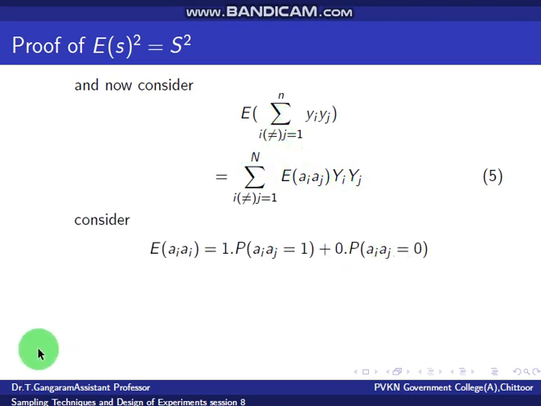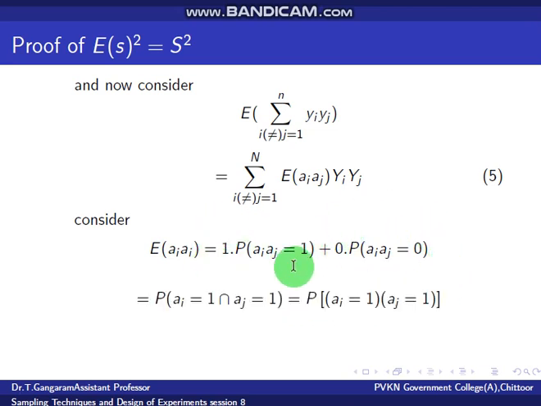Consider this expectation of ai aj is equal to 1 into probability of ai aj taking value 1, and 0 into probability of ai aj is equal to 0. This is by definition of expectation of x. This term vanishes here. Consider this term.